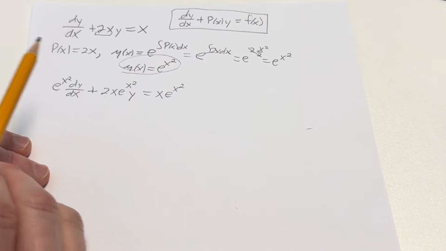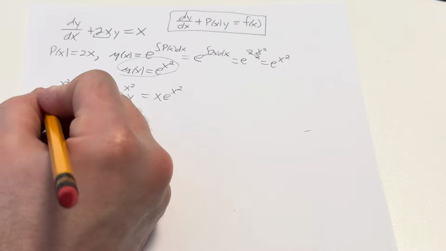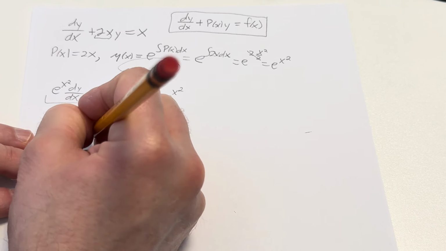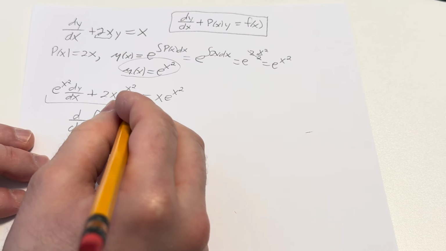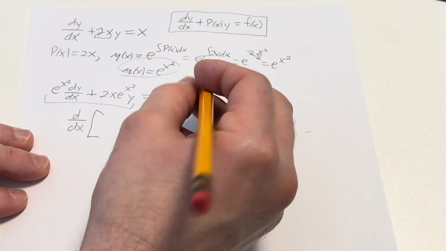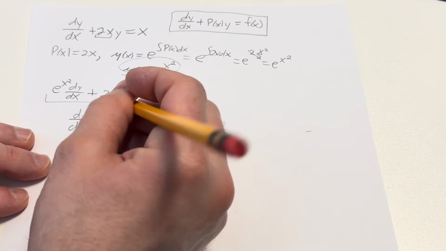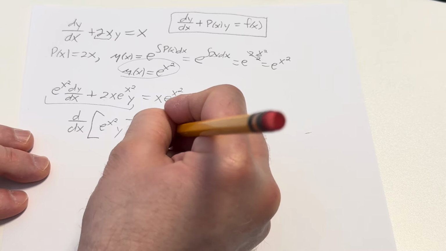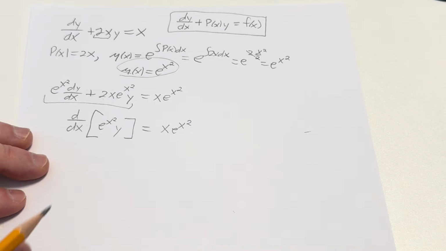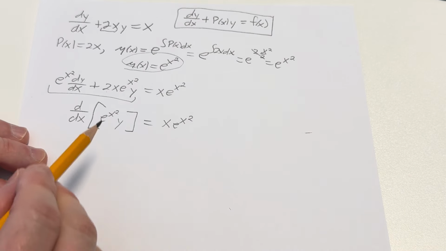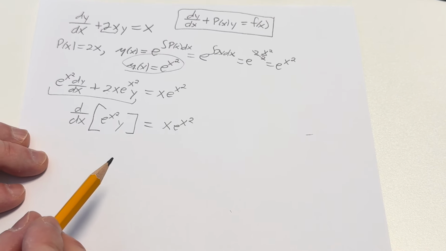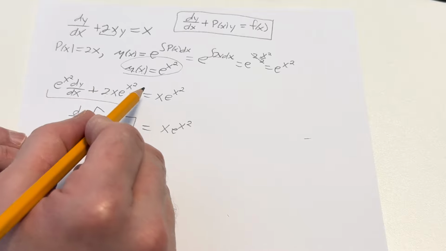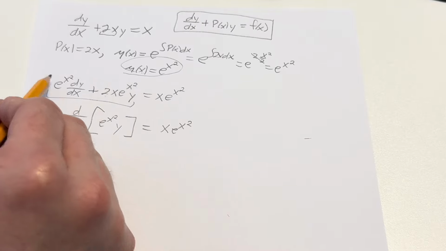So this is where the magic happens. This entire left-hand side becomes the derivative with respect to x of your integrating factor times your unknown function. So in this case, the derivative of e to the x squared times y, and this is equal to x e to the x squared. At this point, it's really good to check that this is actually correct. If you're wondering what happened, it's because we multiplied by the integrating factor, a trick that makes the left side look like this.